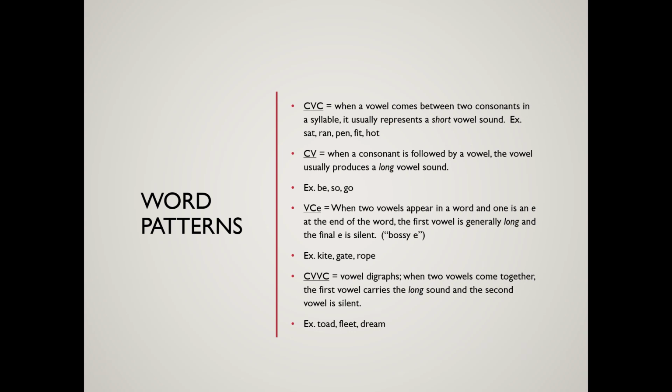Think of the word toad, T-O-A-D. The 2 vowels together are O and A. The A is definitely silent there. All we hear is that long O sound. So these are word patterns that you would teach your students very explicitly and systematically to help them build on how to create words.